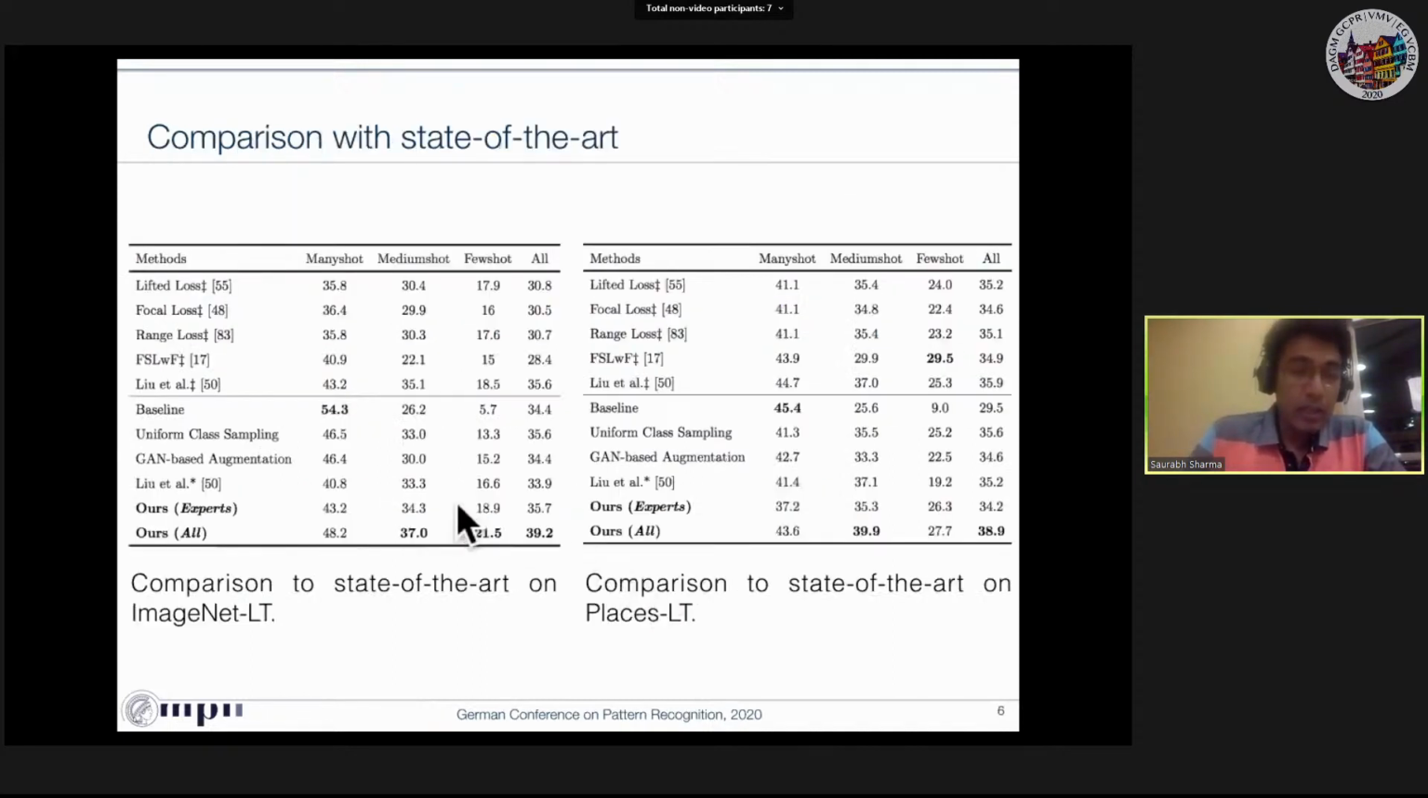And furthermore, we compare our approach with the state of the art. We have two ensembles, the first one consisting of our class balanced experts, and the second one where we make our ensemble bigger and more diverse by adding classic approaches for long tail recognition, such as uniform class sampling, GAN-based augmentation, and the approach by Liu et al. This gives us state-of-the-art results, and the expert ensemble alone allows us to reach close to state-of-the-art on ImageNet and Places LT. So in summary, we showed that our simple and effective approach allows us to reach close to state-of-the-art results, and our oracle upper bound shows that relative imbalance is harder than data scarcity. So that's it for my presentation.